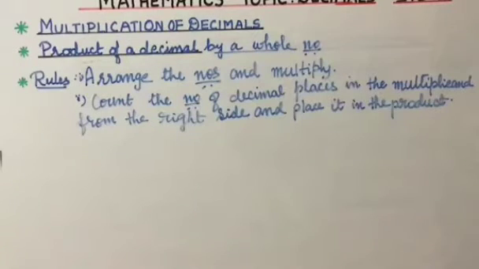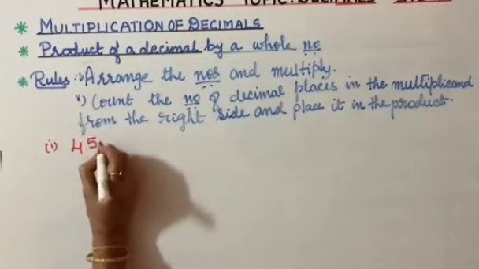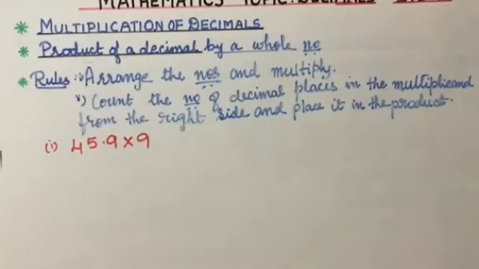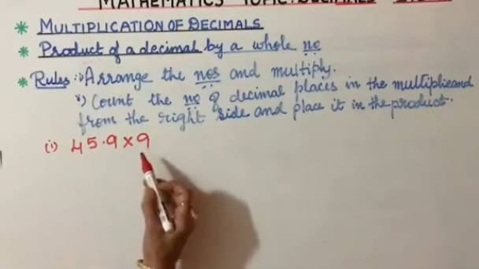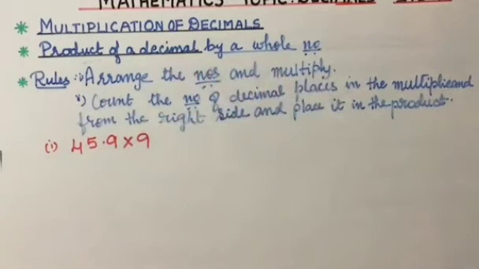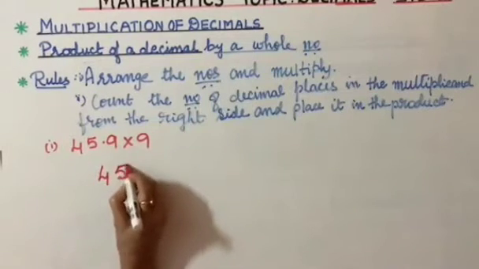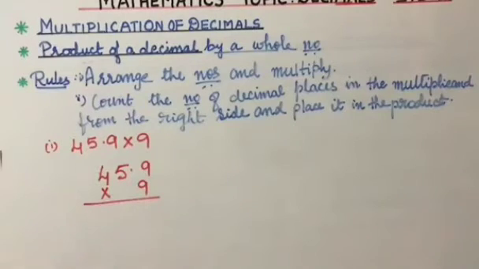So, the first one is 45.9 into 9. Children, 45.9 is the decimal number, and the multiplier is the whole number. That's what we are discussing: product of a decimal by a whole number. Now arrange it like your regular multiplication. 45.9 into 9, where 9 is the whole number here. Write the product, let me see.